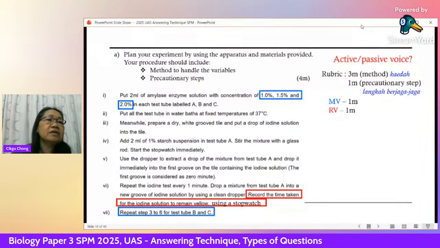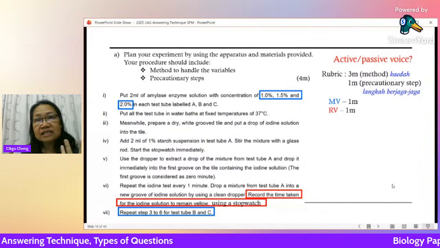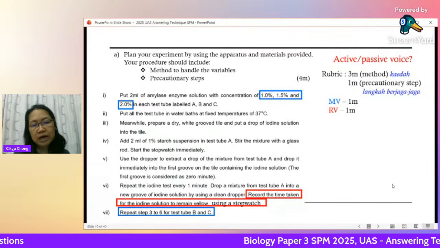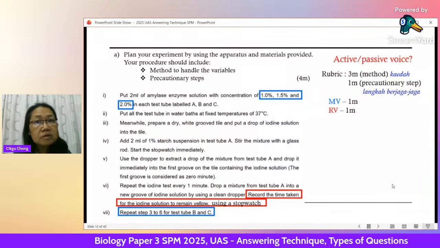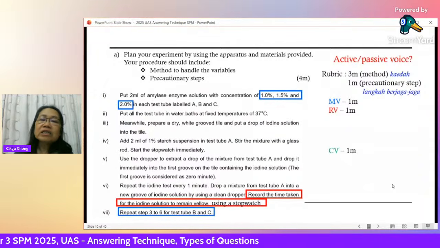All right, the more you ask, the more you learn. Sometimes if you don't ask, you're guessing, and actually you may get the wrong idea. Some people, like you said, will just write A, B, and C, which is not MV. You must write the concentration, and also the number. You cannot say different concentration. Cannot.